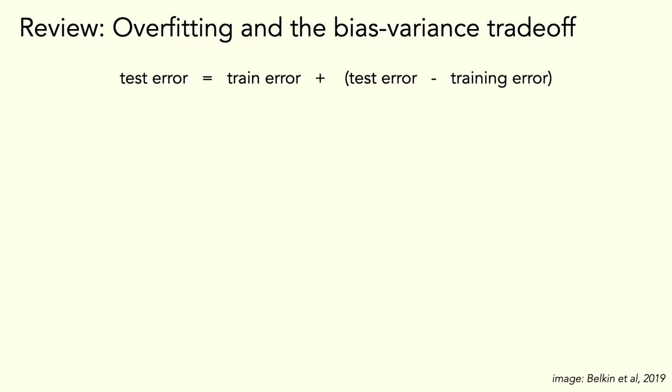OK. So let's do a quick review of overfitting, the idea of overfitting and the bias-variance tradeoff. So remember that the test error is equal to the train error plus the difference between the train error and the test error. And we call the train error the bias, and the difference between the test error and the train error the variance.